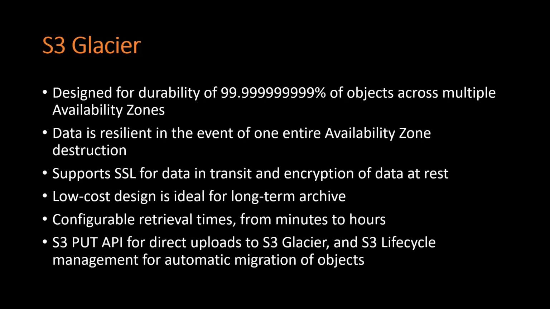You can upload objects directly to S3 Glacier or use S3 lifecycle policies to transfer data between any of the S3 storage classes for archiving data to S3 Glacier. It is designed for 99.99% of durability across multiple availability zones. Data is resilient in the event of one entire availability zone destruction. It supports SSL, and its low cost design is ideal for long-term archival.